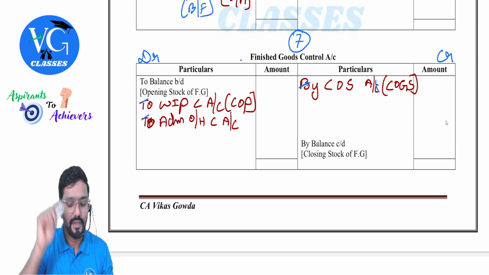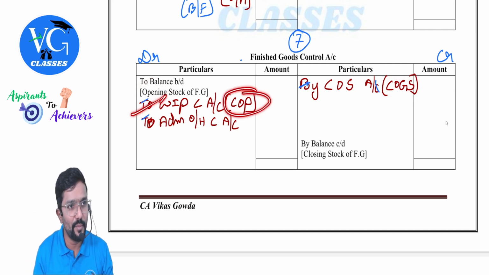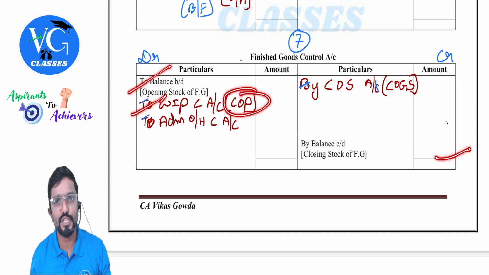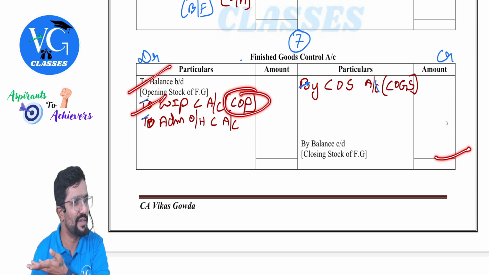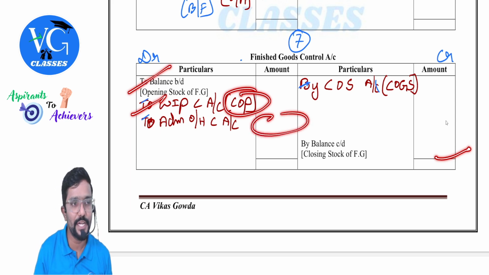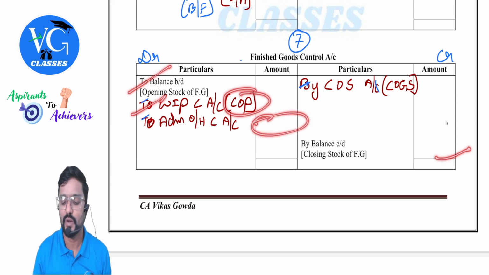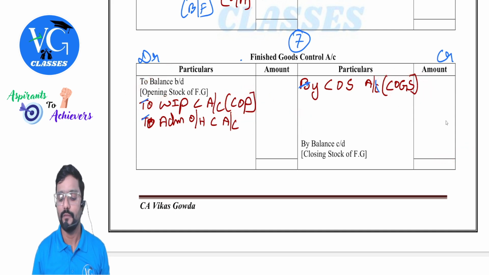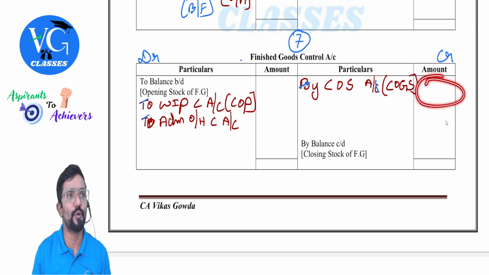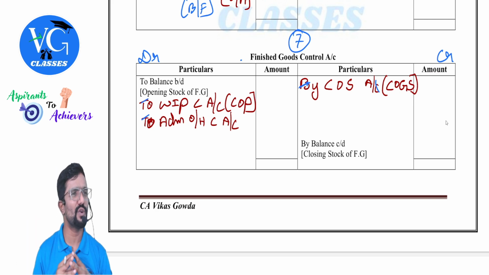I repeat, we have received cost of production from WIP plus opening stock of finished goods minus closing stock of finished goods. If it is on the credit side, minus only, na? Yes. Plus administrative overhead absorbed will give us cost of goods sold. We will call this amount cost of goods sold. Where are we transferring, sir? To cost of sales. Sir, can I maintain a separate cost of goods sold account also?